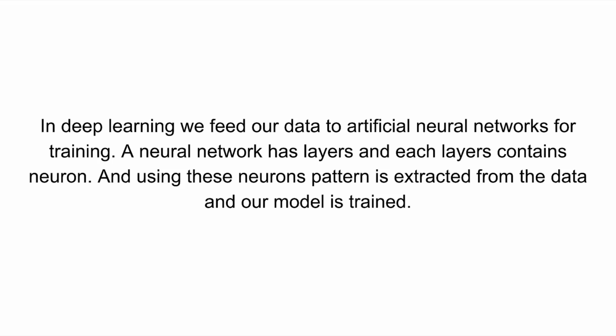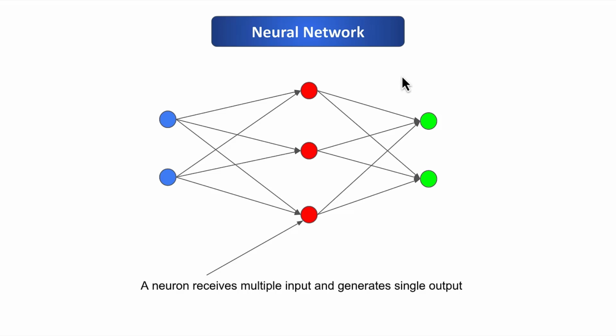As machine learning is all about pattern finding, in deep learning we extract that pattern using artificial neural networks. And now let's see what a neural network is and how we are going to use it. You can see this picture on screen and it is representing a simple structure of a neural network. You can see these circles and these lines joining them. Here each circle is representing a neuron, and a neuron is a basic unit of a neural network.